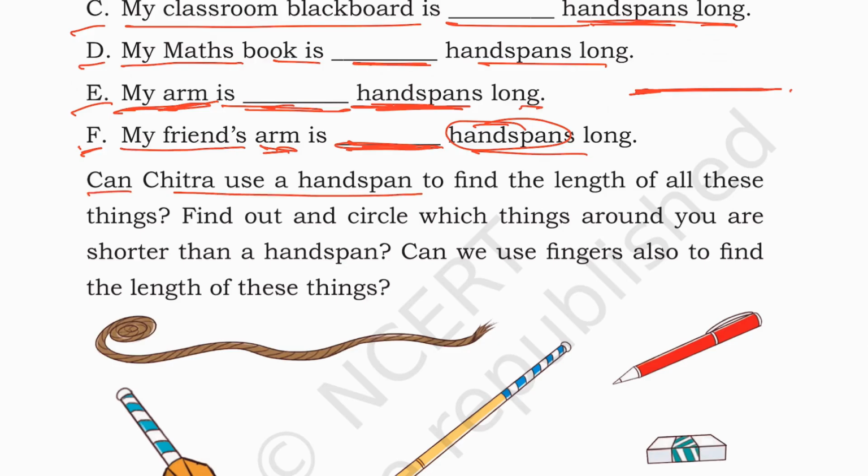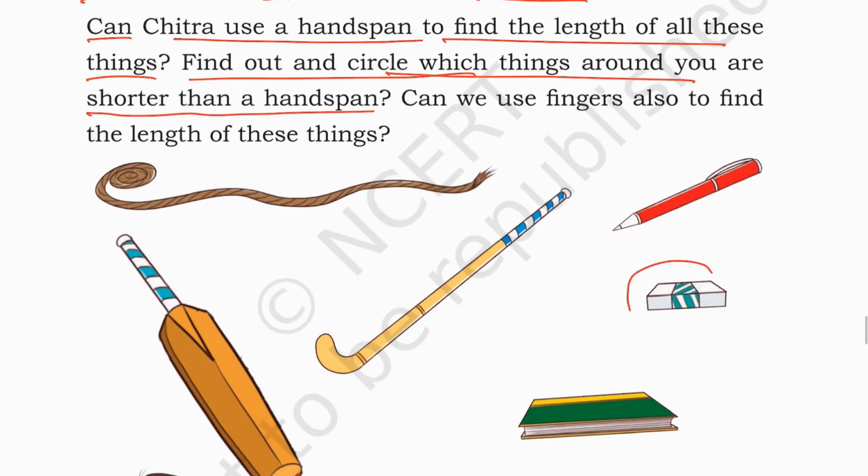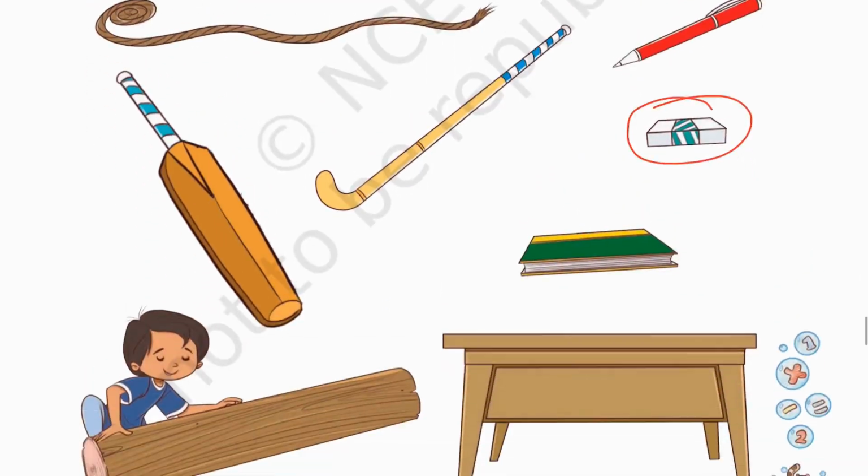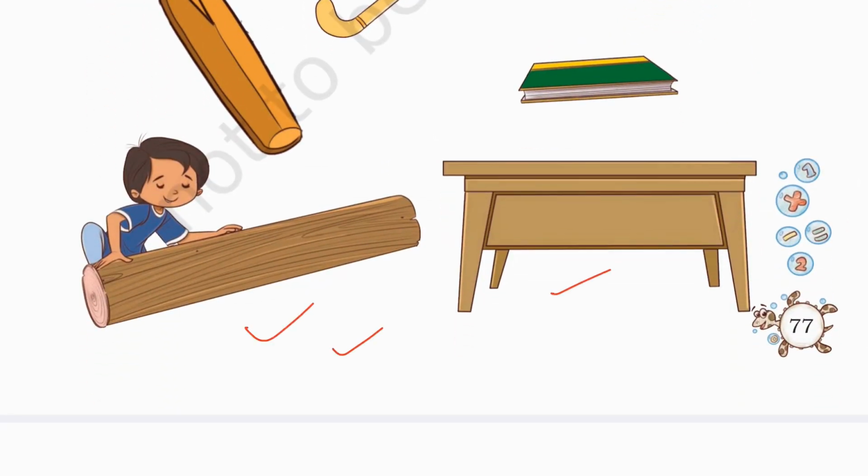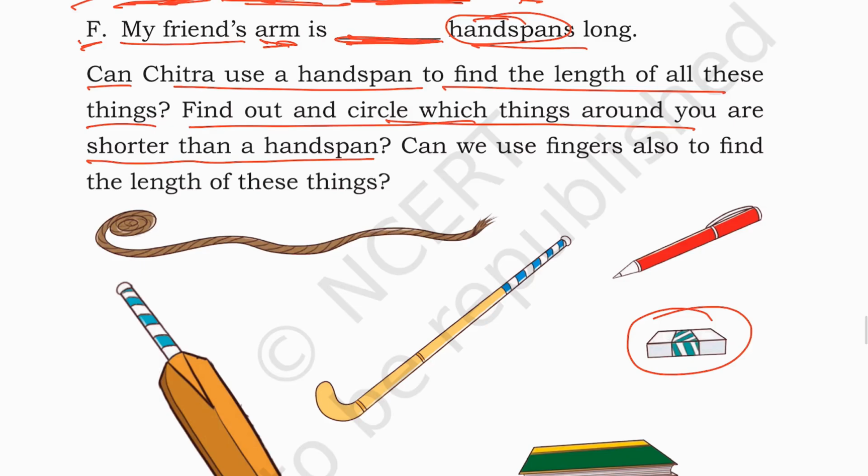Can Chitra use the hand span to find the length of these things? Find out and circle which things around you are shorter than a hand span. This is shorter than your hand span. These things are longer than your hand span. These things can be easily measured using your hand span.